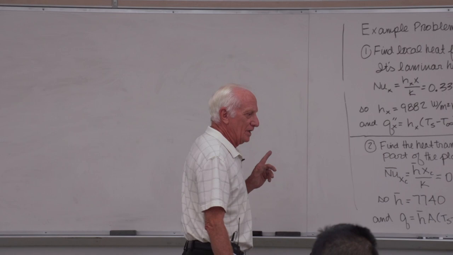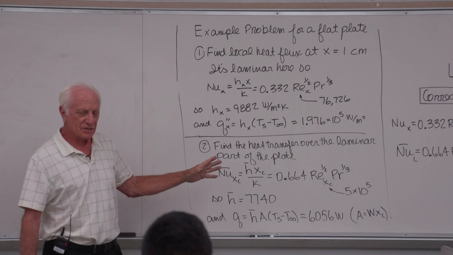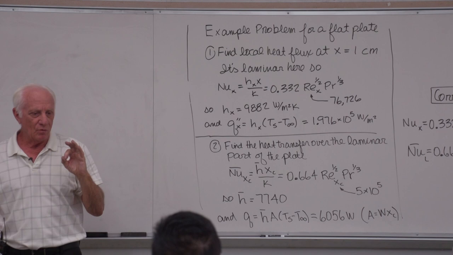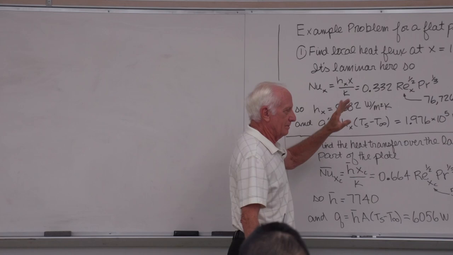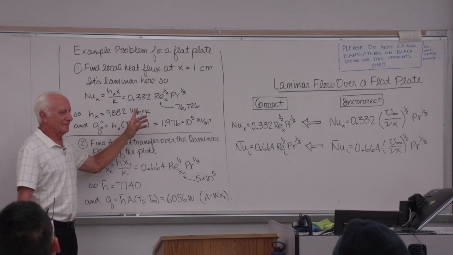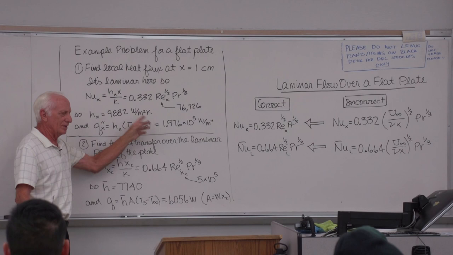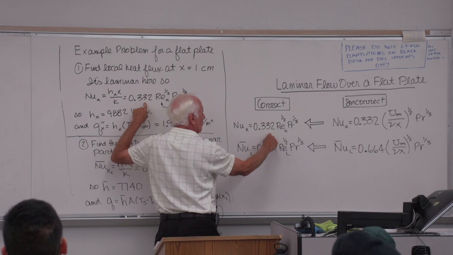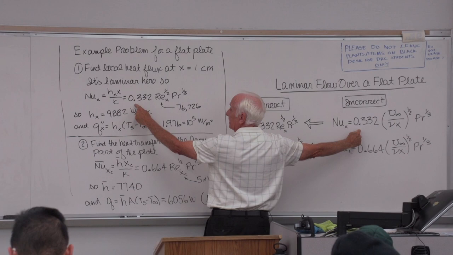Now, when we looked at the example problem, flow over a flat plate, there were five different parts to that problem. Part one was find the local heat flux at x equal 1 centimeter. We found that at 1 centimeter, the flow was laminar. So the equation that's in your notes is this one, which is incorrect. It should be this one there. I used the correct one in my numerical calculation, so the answers are all numerically correct. It's just that I copied the wrong equation down from my notes to the board. So this is the equation you want to replace in part one of the example problem. Cross out the one that appears on the board that day in your notes and replace it with the correct one right here.